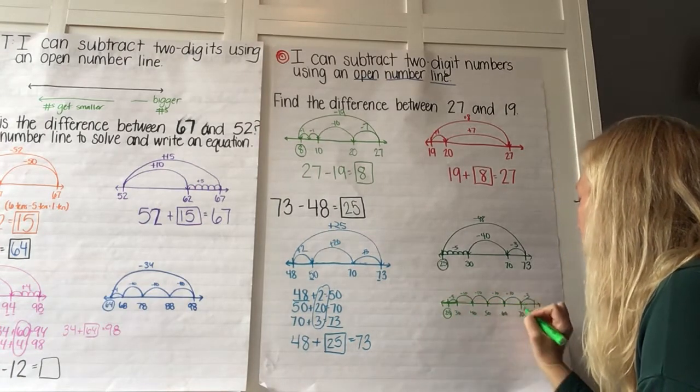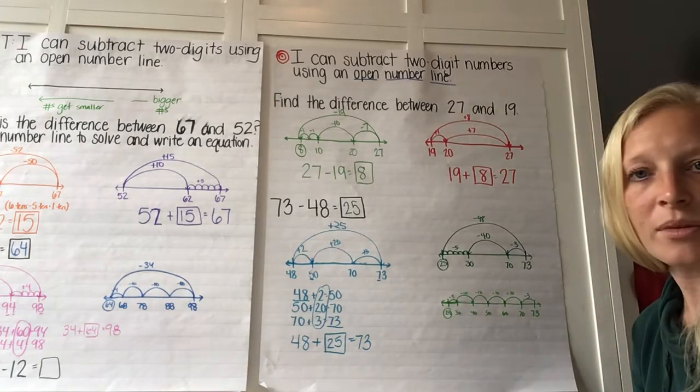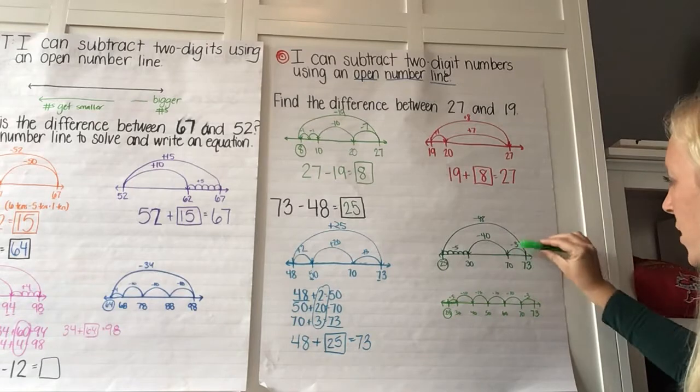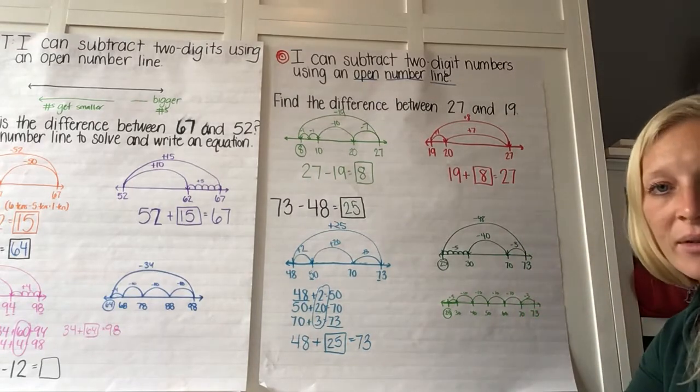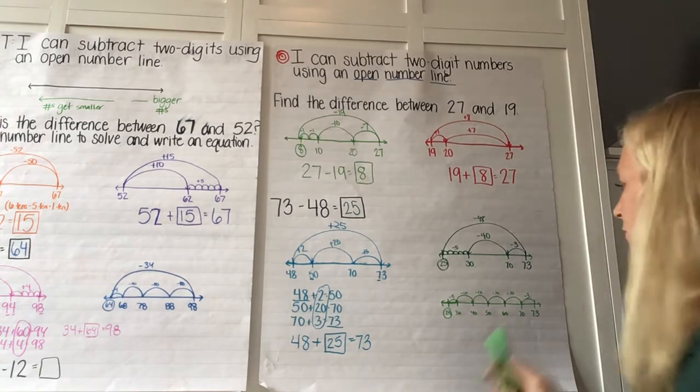All right, what do you notice about this work? Okay, so they took away 3 to start as well to get to that 10. And what did they do? What else did they do? They did 4 jumps of 10.